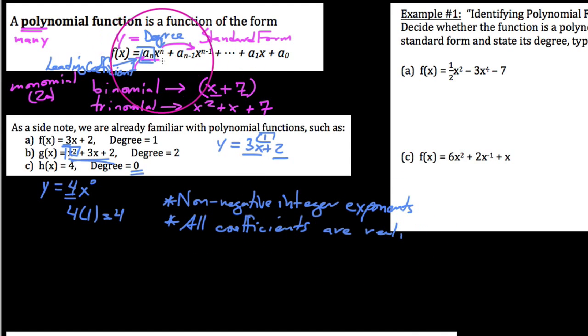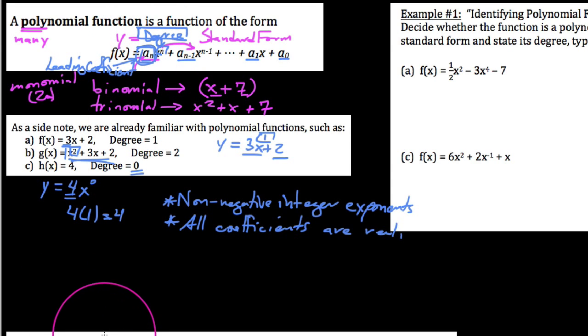So like up here we say a sub n minus 1, a sub 1, a sub 0. Those are all real numbers, okay? So now we know that the standard form of a polynomial function, which has non-negative integer exponents and all coefficients that are real, is this form where we put the exponents going in decreasing order. We also have learned that the degree is the highest exponent on the polynomial function. The leading coefficient is this coefficient up front.